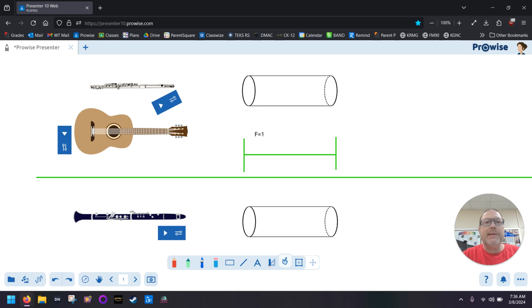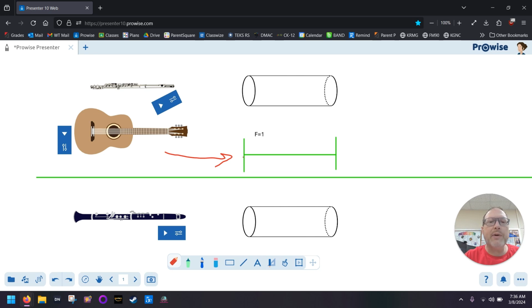Now, in both cases, what's happening there is you're getting standing waves. If you remember from the PhET lab that we did with the wave on a string, you could have standing waves where you've got the string attached at both ends, and that's what happens with the guitar. So on a guitar string, what happens is you get a standing wave.